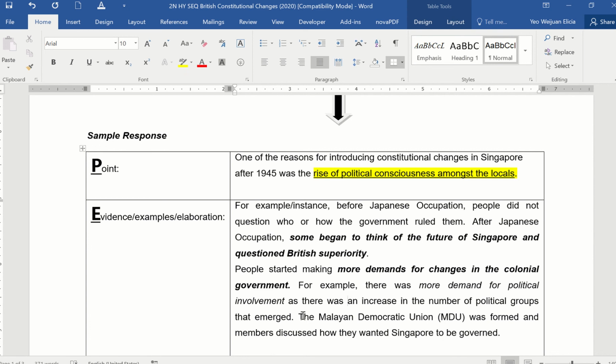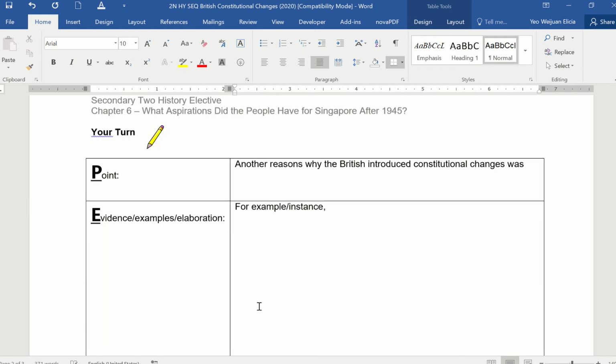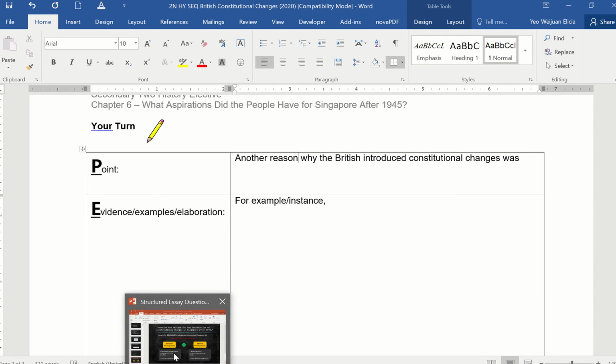Are you able to follow the lesson thus far? Do you have any questions? If not, your task for today would be to write out another response to this question. So I've talked about one reason for introducing constitutional change, the rise of political consciousness, and now you have to come up with another point.